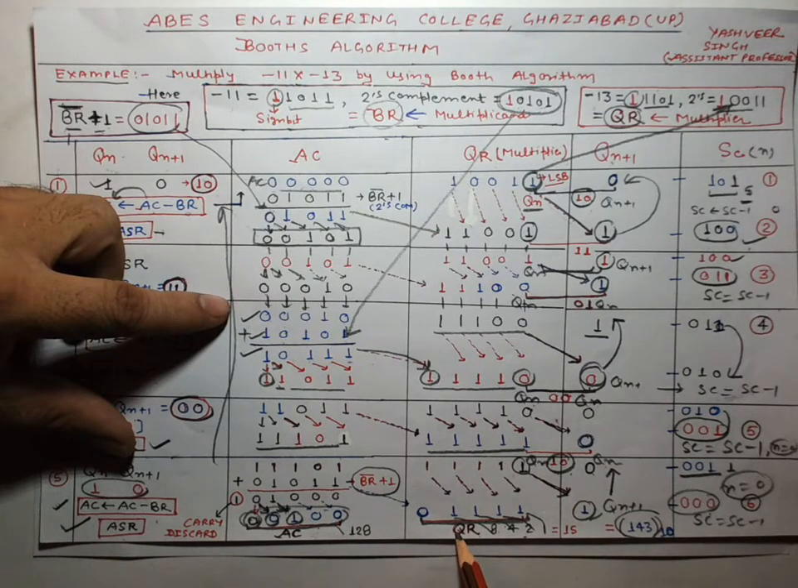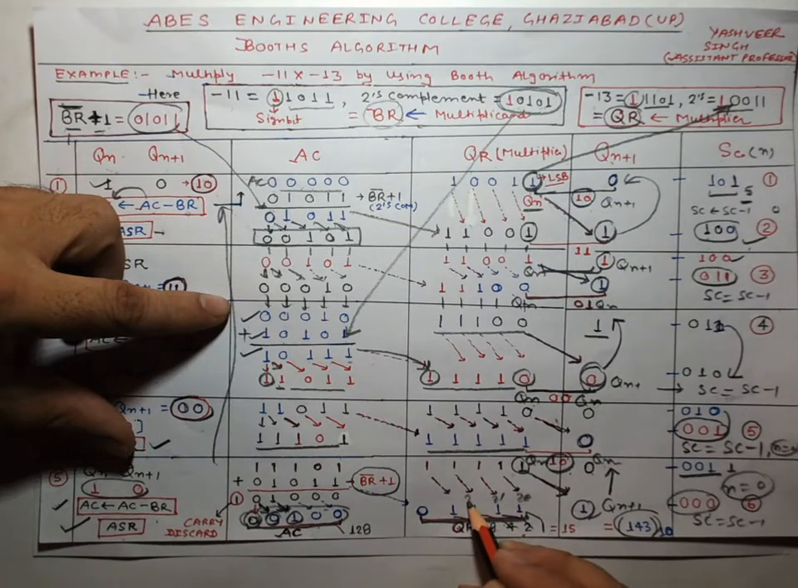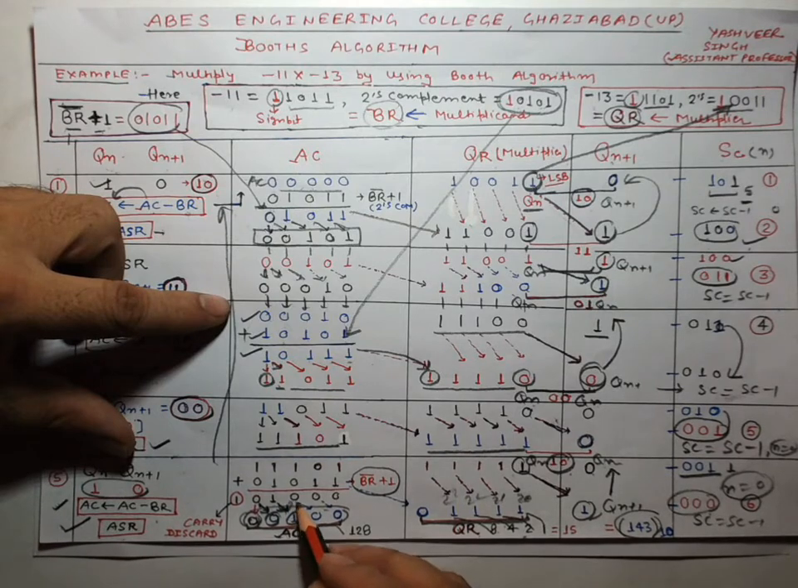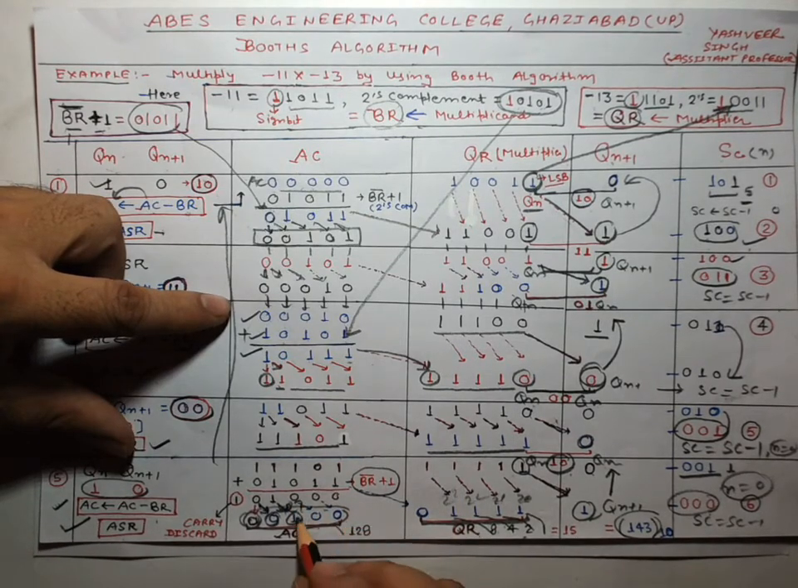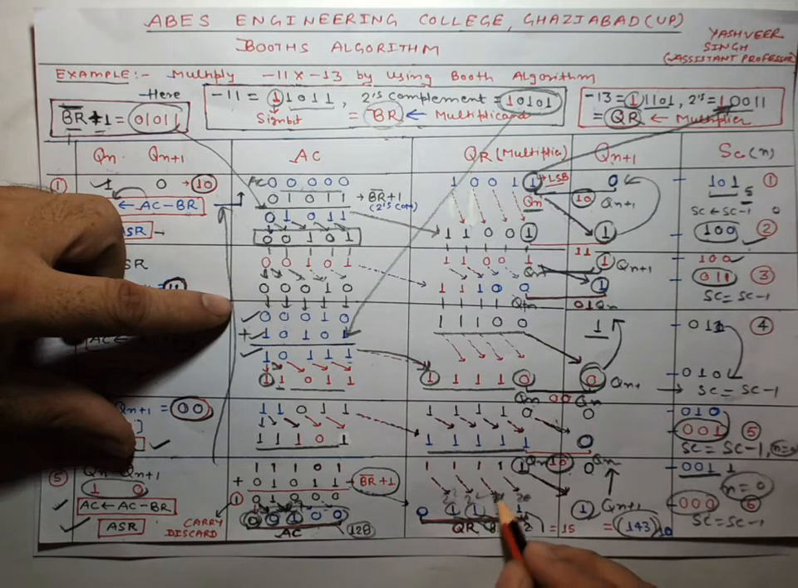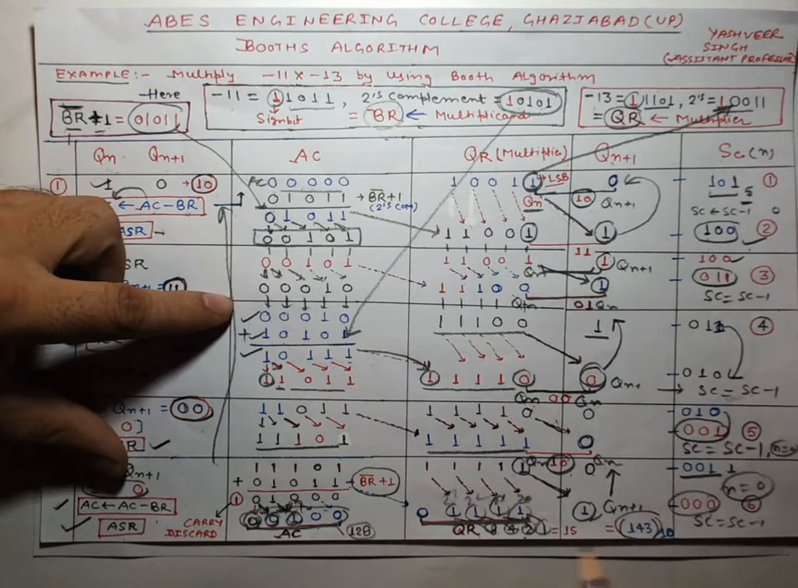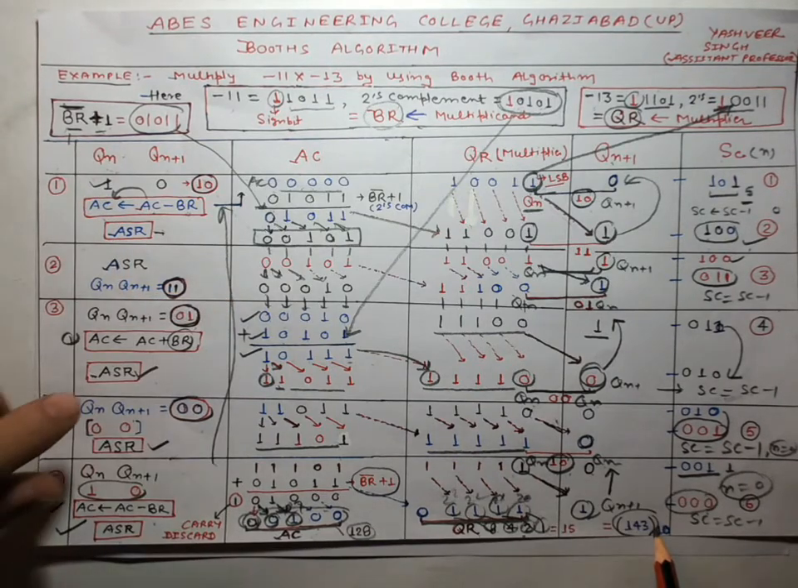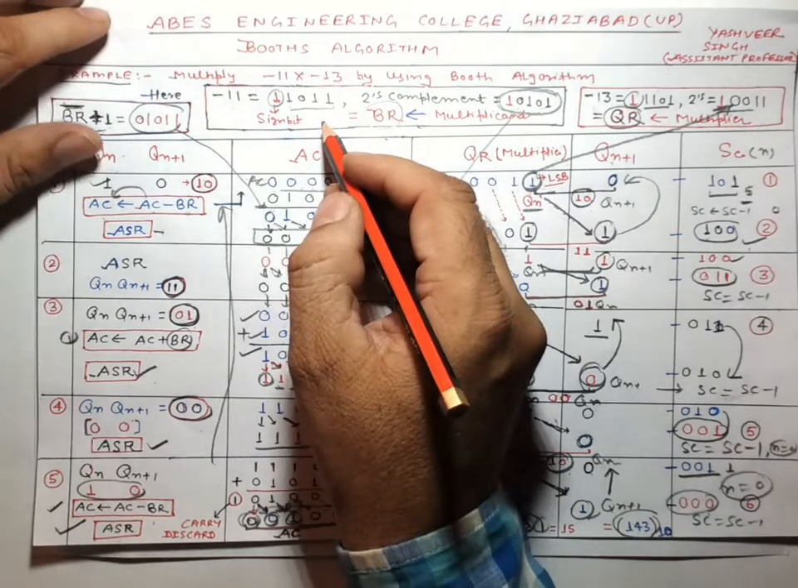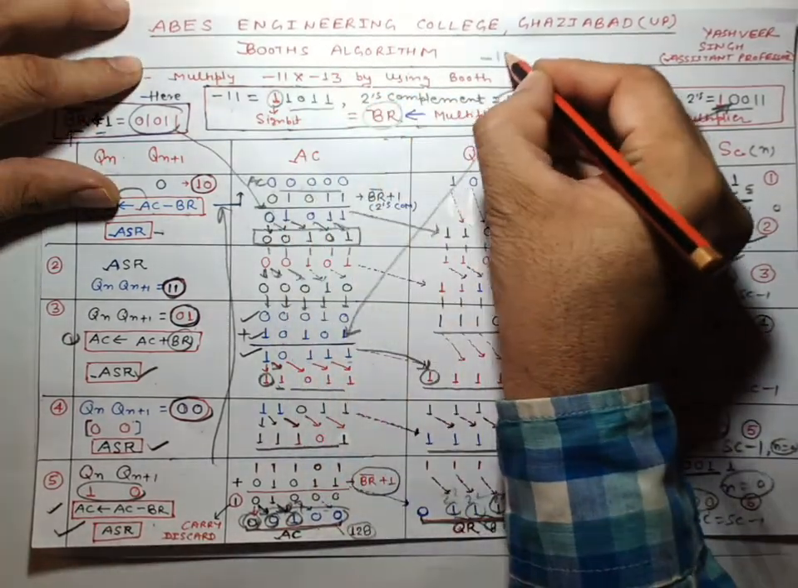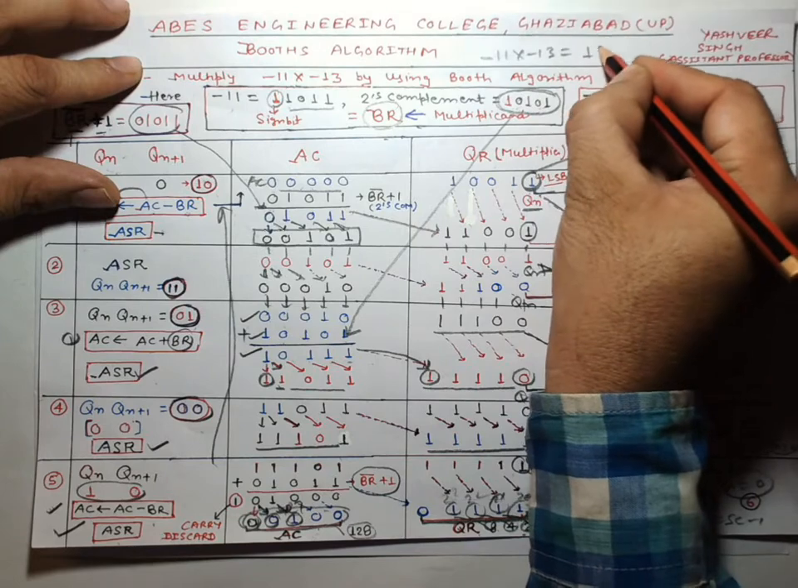After that we have to convert it to a decimal number like this: 2 to the power 0, 2 to the power 1, 2 to the power 2, up to 2 to the power 7. 2 to the power 7 means 128. 2 to the power 3 means 8, 2 to the power 2 means 4, 2 to the power 1 means 2, 2 to the power 0 means 1. The total of these decimal numbers is 143. Okay, we have proved minus 11 into minus 13 equals 143.